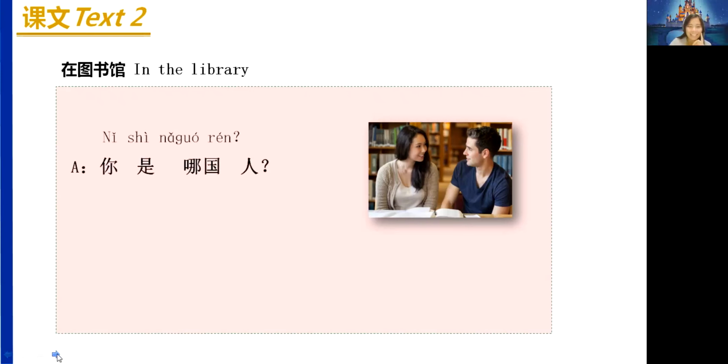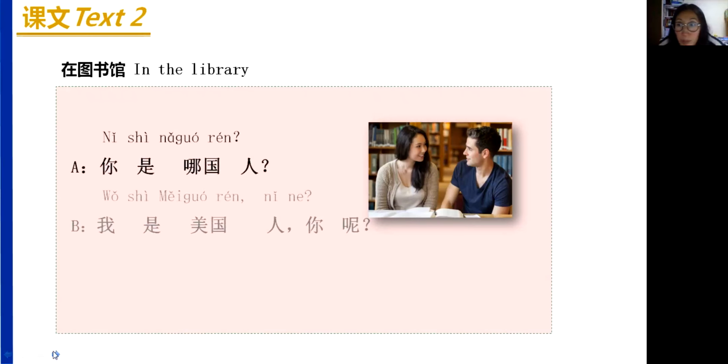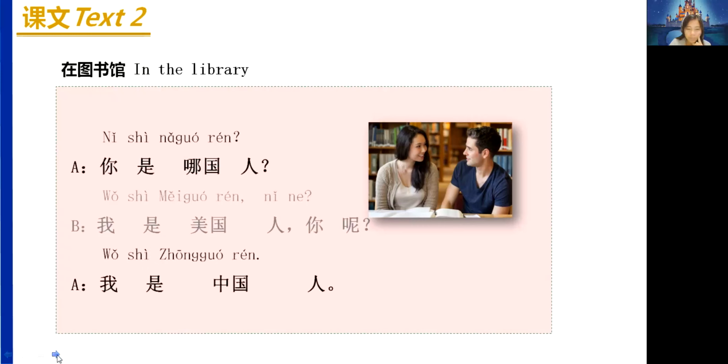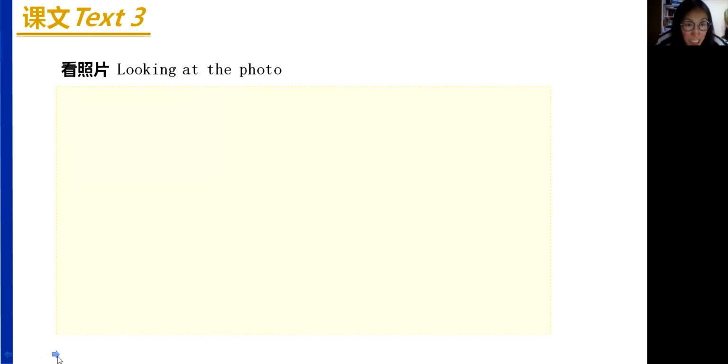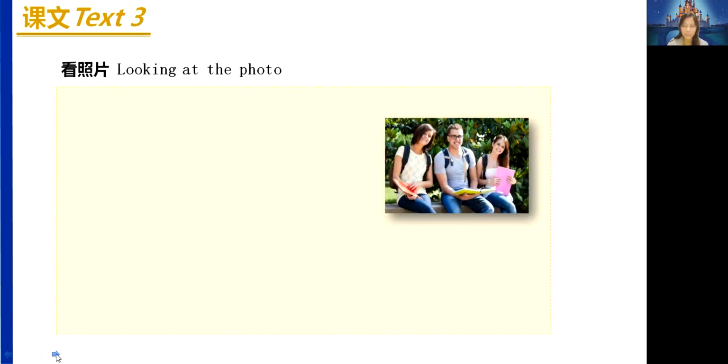你是哪国人? Yes, 你是哪国人? 我是美国人, 你呢? 我是中国人, 你是哪国人? 我是 Feilubinren, or Maggie, Nina. I'm a Chinese person. There you go. Looking at the photo, I think it will be a dialogue.